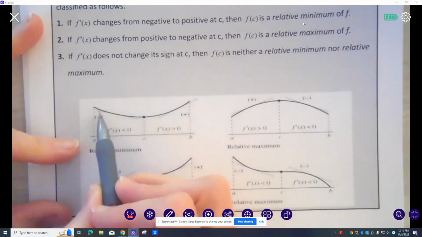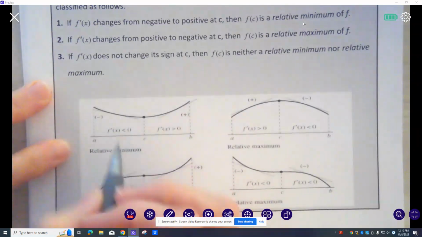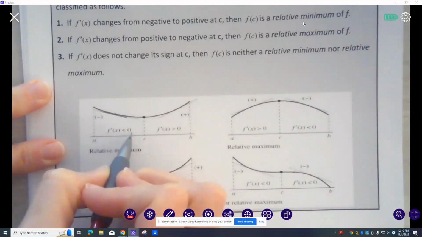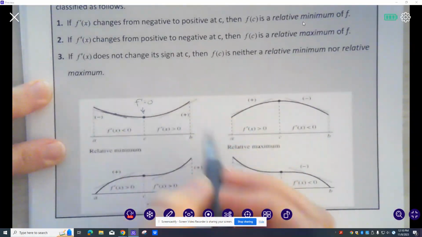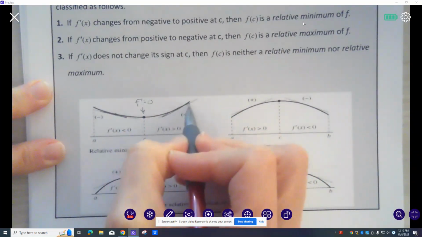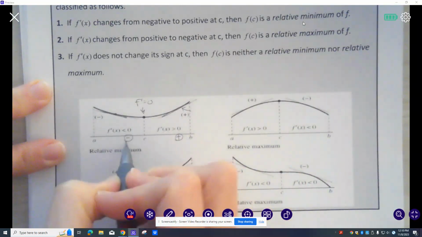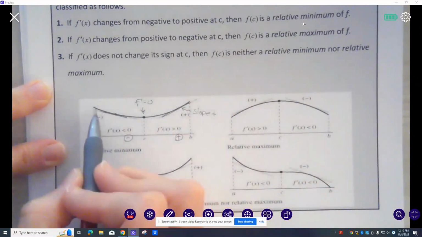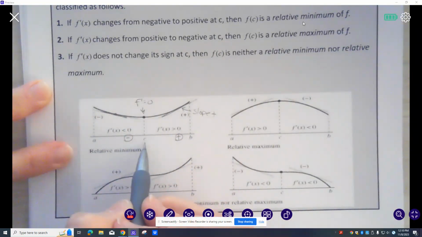If this is the function and I put a tangent line here, the tangent line would have a negative slope, so the derivative is negative. Here, f prime equals 0, and you end up having a minimum. Here, f prime is positive. Remember, greater than 0 is positive, less than 0 is negative. If I put a tangent line over here, the slope of the tangent line is positive. So if the derivative changes from negative to positive, then that point is a minimum.